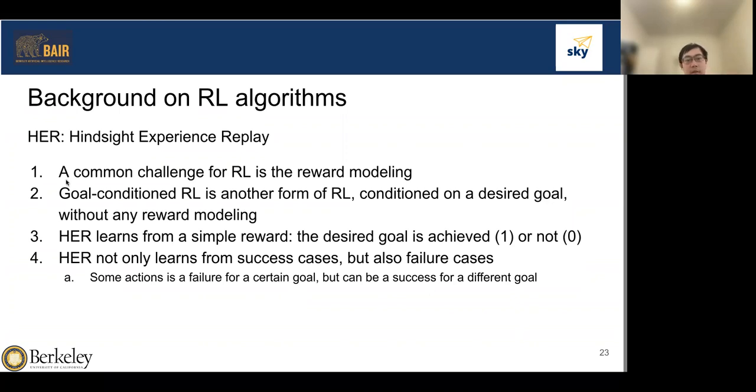The major benefit of this is that HER only learns from a very simple reward. We only design the reward as whether the desired goal is achieved or not. If the goal is achieved, we have a reward of 1, and if not achieved, we have a reward of 0. One of the major benefits of deploying these types of algorithms in real-world scenarios is that it learns not only from success cases, but also from failure cases. We'll see how it learns from failure cases in the next slide.